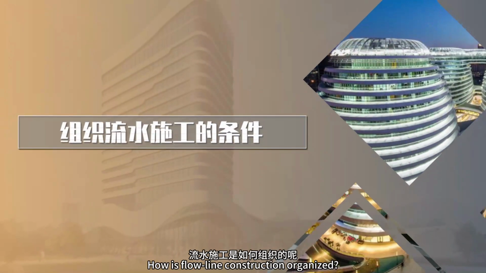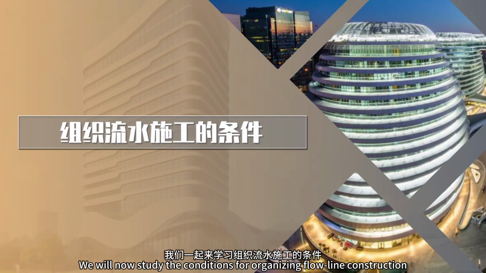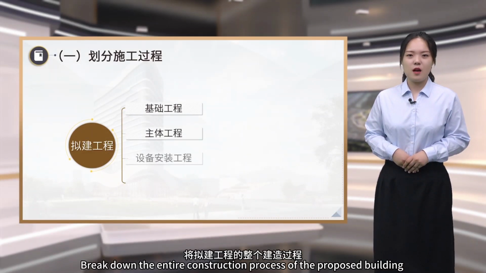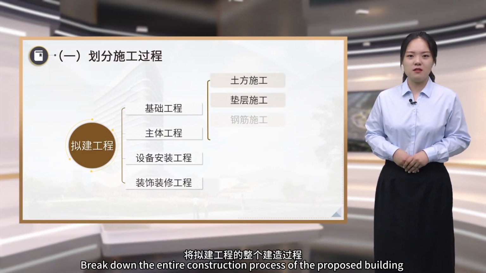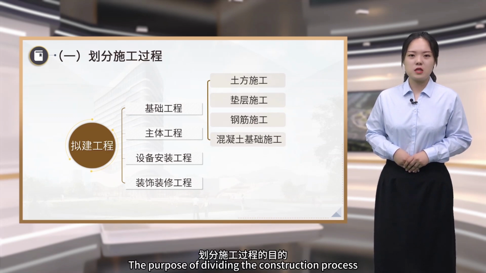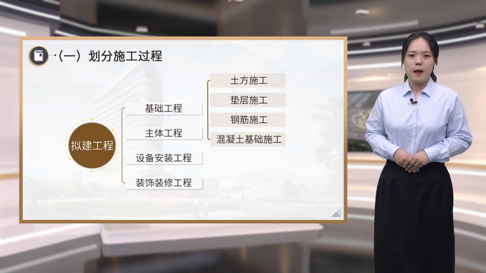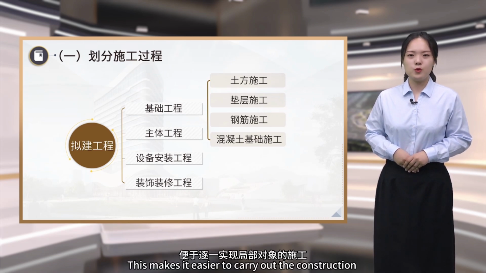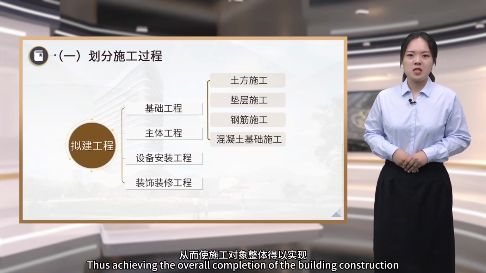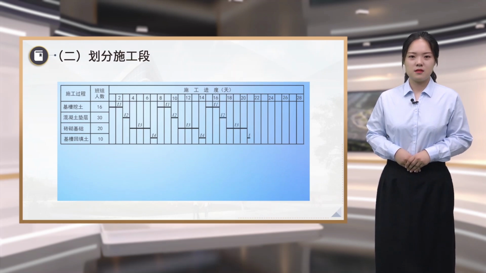How is flow line construction organized? We will now study the conditions for organizing flow line construction. First, divide the construction process. Break down the entire construction process of the proposed building into distinct construction tasks. The purpose of dividing the construction process is to break it down according to construction conditions. This makes it easier to carry out the construction on individual tasks one by one, thus achieving the overall completion of the building construction.